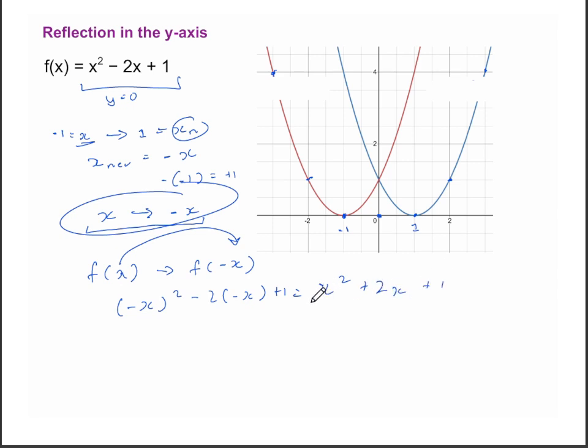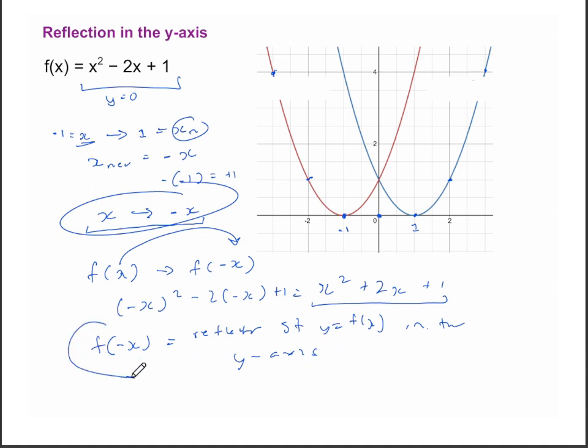Okay? And that's what's going to happen. So whenever you want to reflect, you have f of negative x, which is the reflection of y equals f of x in the y-axis. And that's going to be the reflection part covered. Now let's look at some examples.